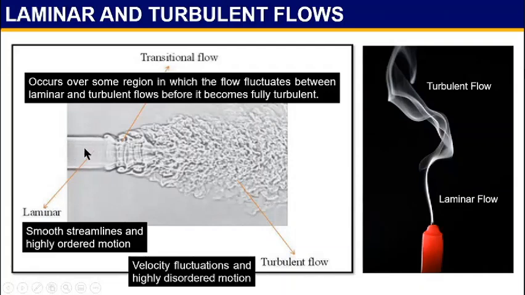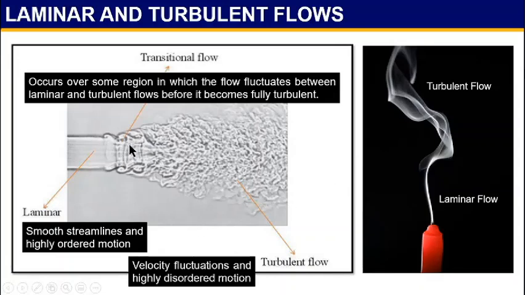Okay, so here we have a laminar flow, which is much more steady, and then we have turbulent flow, which is much more chaotic. Similar with this one, smoke flow from a candle. We have laminar flow here and turbulent flow here.